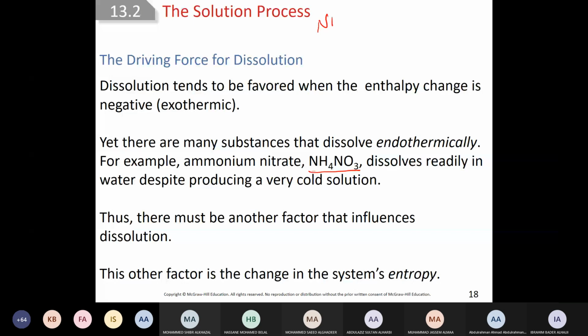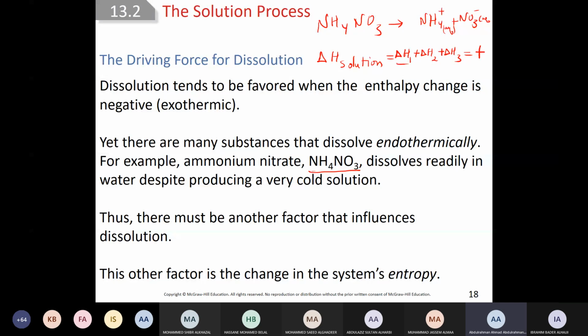NH4NO3 dissolves in water, and it will give you NH4 plus and NO3 minus aqueous, and it dissolves in water. But if you calculate delta H solution, delta H solution equal to what? Delta H1 plus delta H2 plus delta H3, we will find that it is positive.